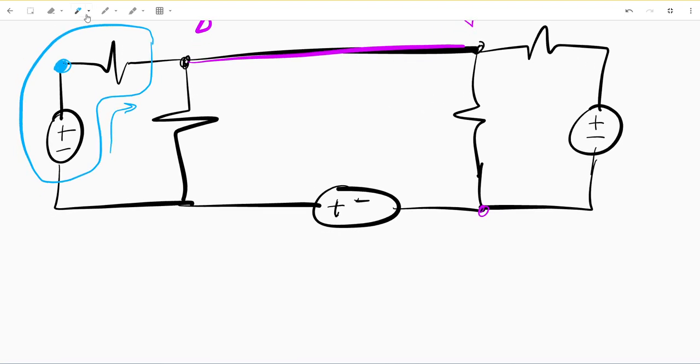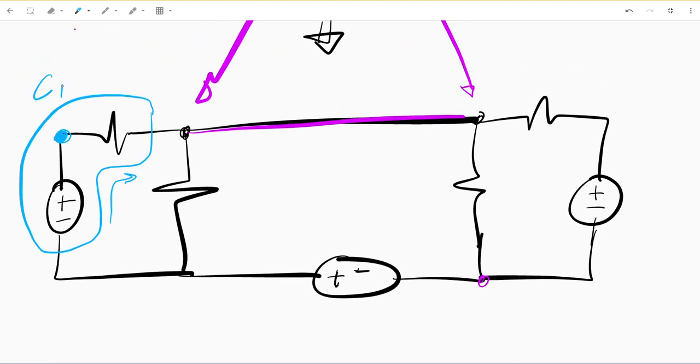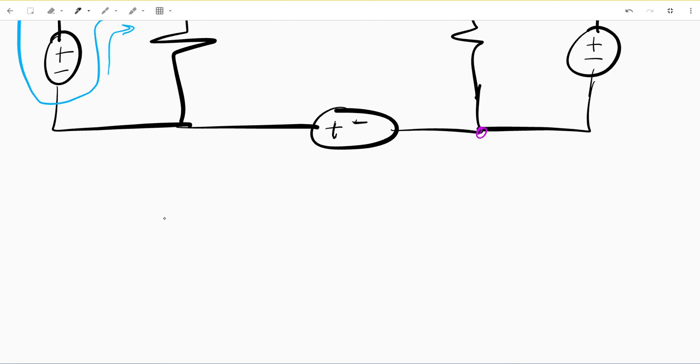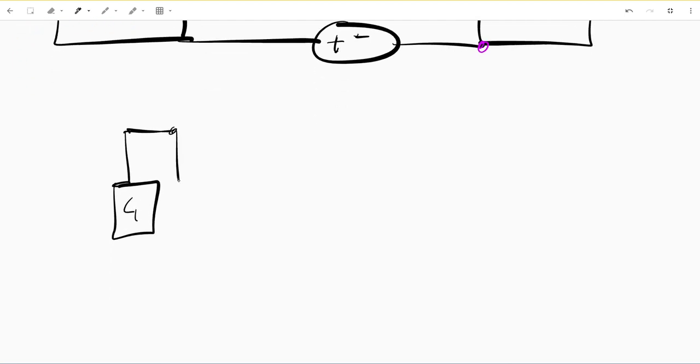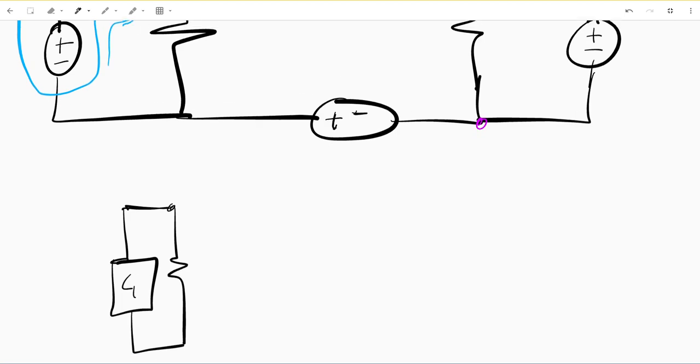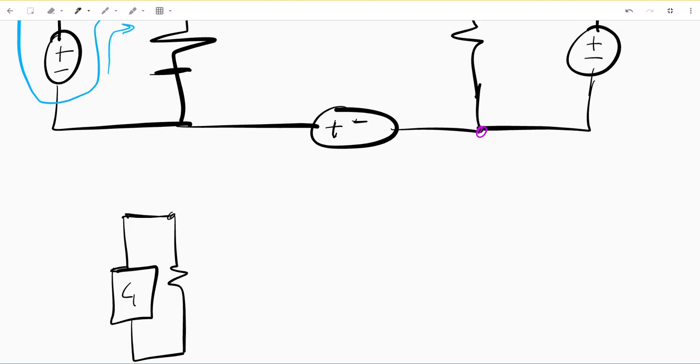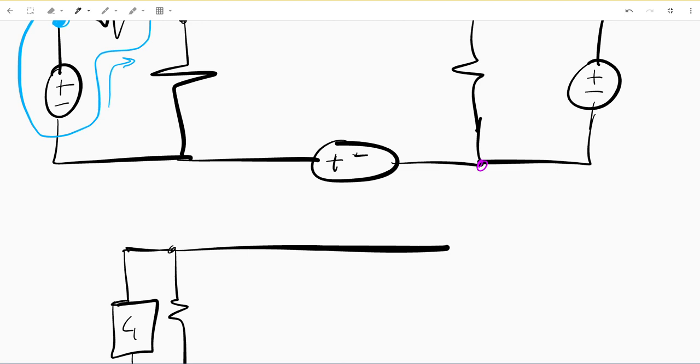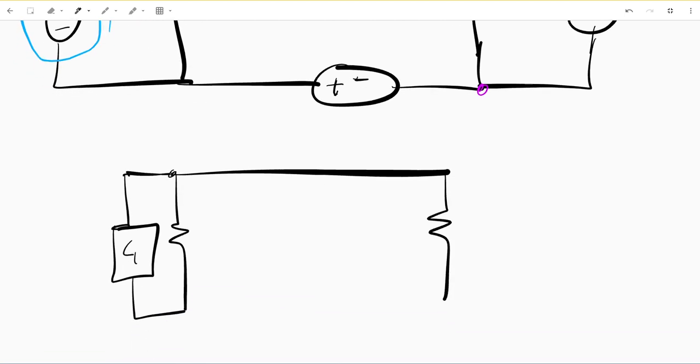And because of that, we can shrink this. We can call this C1, and we could shrink this down to look something like this, where this is C1. This is that resistor right here. And the rest of our circuit follows.